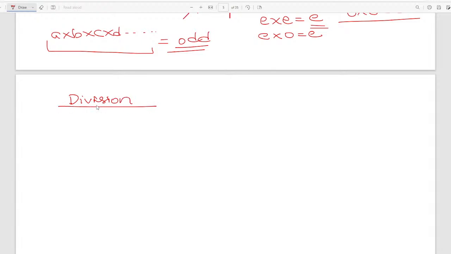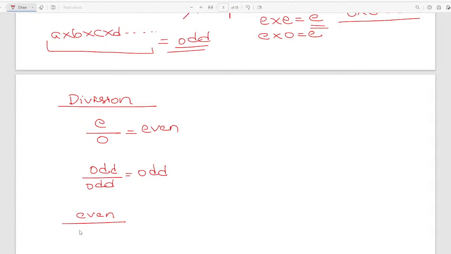Division of even and odd numbers. An even number divided by an odd number is always an even number. And an odd number divided by an odd number will be an odd number. An even number divided by an even number can be even or odd. We cannot say anything on this.